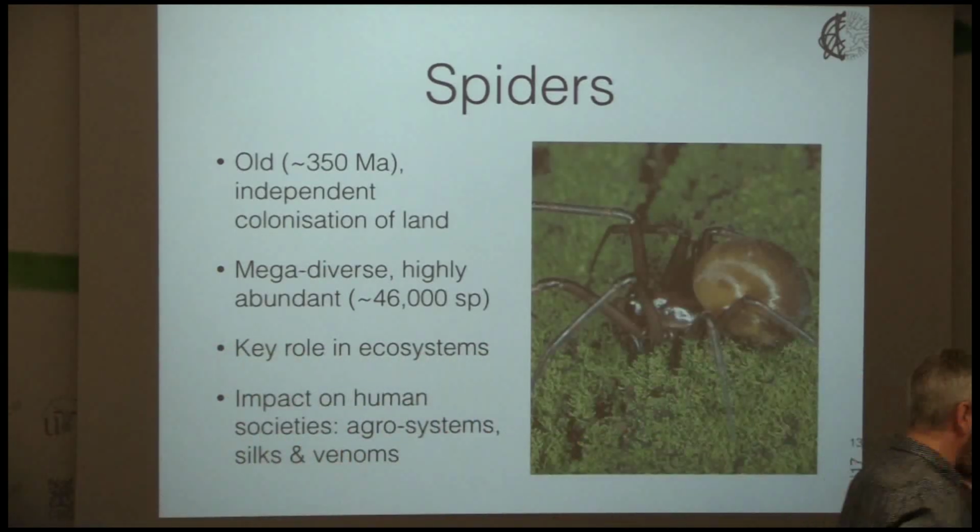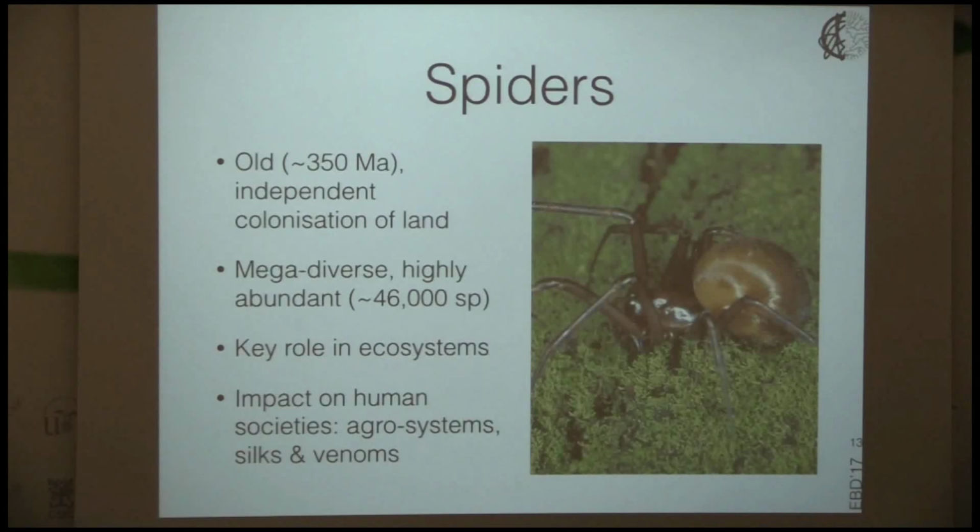So what are spiders? Well, spiders are the most amazing animals on Earth, as everybody knows. This is a very old group. We're talking about animals that evolved 350 million years ago, about the same time that most of the insects were diversifying. This is an independent colonization of land. That means it gives a lot of opportunities to understand terrestrialization in a group which is different from insects or vertebrates. It is megadiverse.